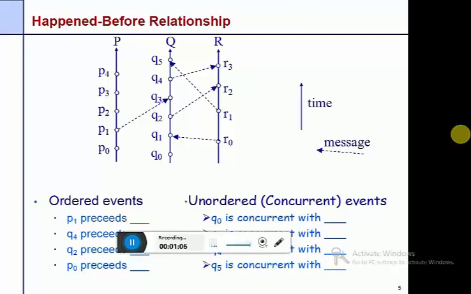Happens-before relationship. From the figure, we can see that in the case of ordered events, it is represented as P1 precedes Q4, and so on. While in the case of unordered events, it is represented as Q0 is concurrent with Q5, and so on.